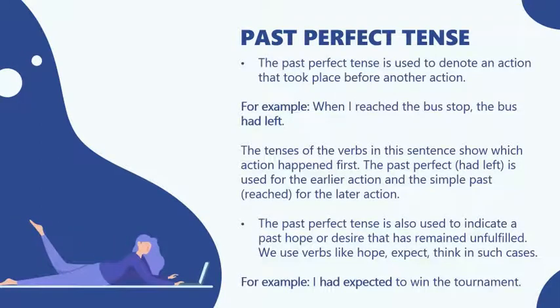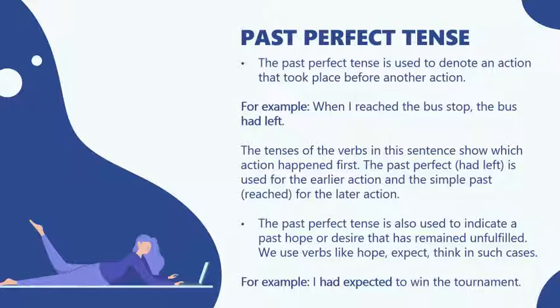Now the third form of past tense is past perfect tense. Let's see where we use past perfect tense form. The past perfect tense is used to denote an action that took place before another action. For example, when I reached the bus stop, the bus had left. The tenses of the verbs in this sentence show which action happened first. The past perfect had left in the above sentence is used for the earlier action and the simple past reached for the later action.